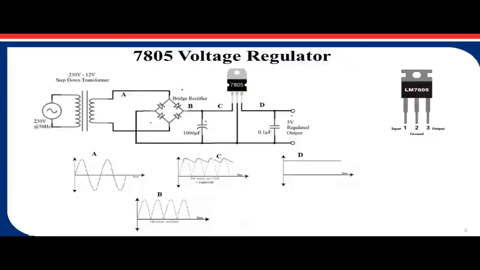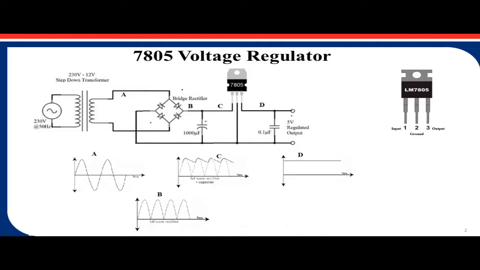This is basic connection diagram for 7805. On the right hand side you can see the IC LM7805 and you can see that it is a 3 terminal IC. Pin number 1 is input, pin number 2 is ground, pin number 3 is output. So this is a 3 pin voltage regulator. It will give you 5 volt regulated output. The figure shows the connection diagram of 7805.